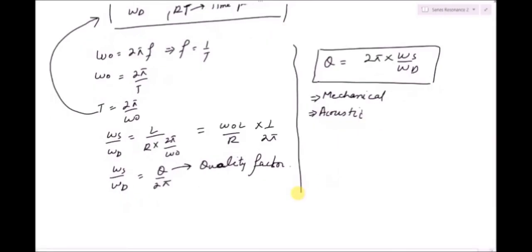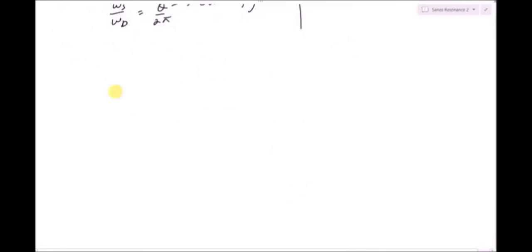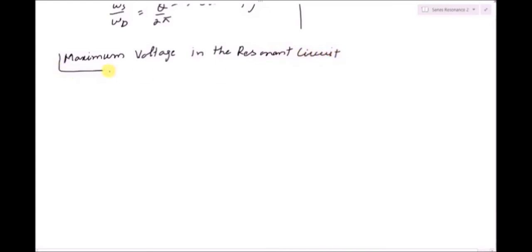So now moving on towards the second topic, which is the maximum voltage in the resonance circuit. So this is the second topic of today's lecture.